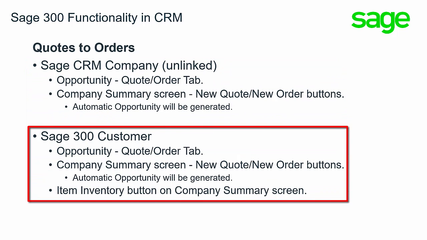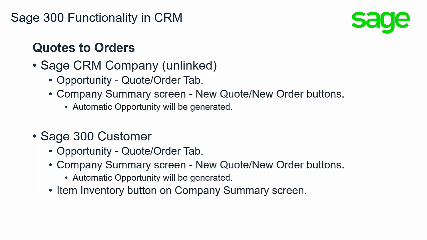For Sage 300 customers inside of CRM, we can do quotes and orders using the same methods, from an opportunity or from the company summary screen, which will generate an automatic opportunity. But we have an additional option to create a quote or order from the item inventory web screen. We can access this screen from the company summary screen, just like the new quote and new order buttons. This will launch the item inventory screen, which displays all items that are available to the customer.